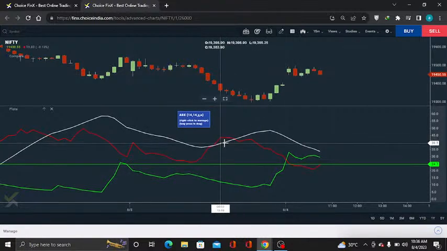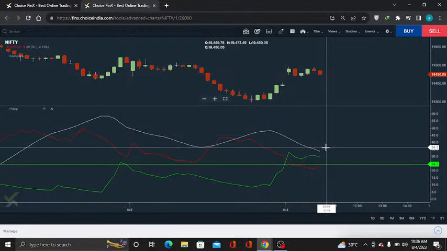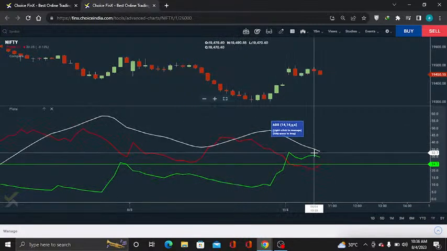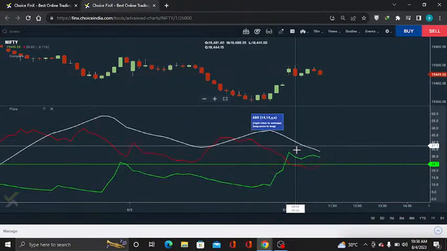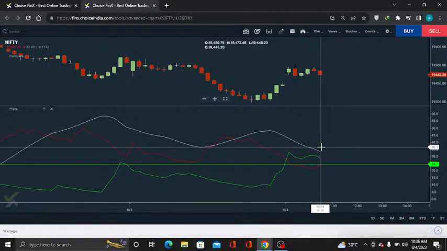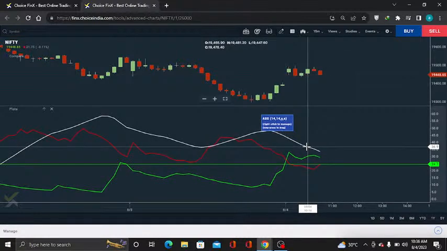Similarly, the ADX line, the trend line, should also respect the plus DI. So we can see an upside move in this case. This is the main factor.